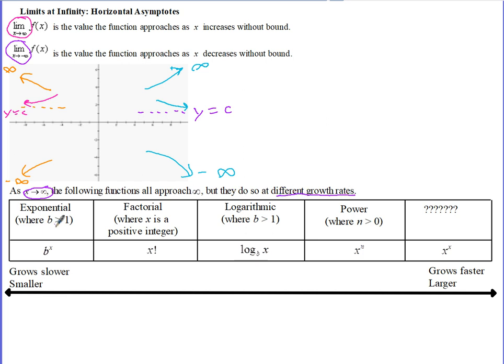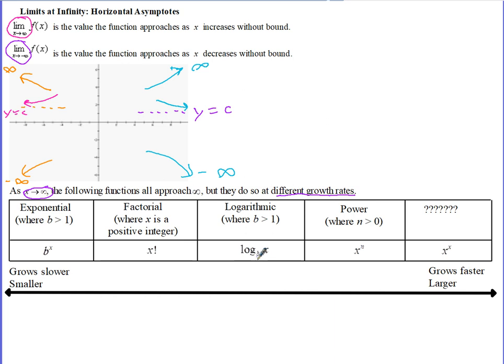We've got exponential functions, where the base is something greater than 1, like 5 to the x. We've got factorials, where it's x factorial. We've got logarithms, where the base is greater than 1. And we've got power functions, x to the n. And then we've got, this one doesn't really have a name here, it's just x to the x power. The base is infinite, and that's it. So, well, I put a little number line here, which one grows smaller and which one grows larger, because sometimes it helps to figure out these limits.